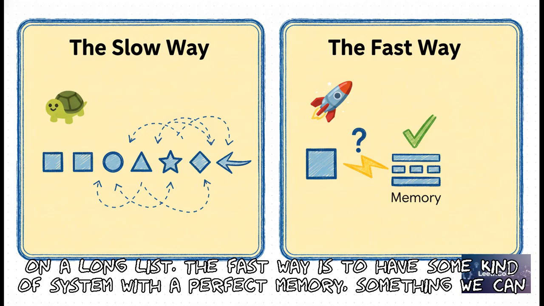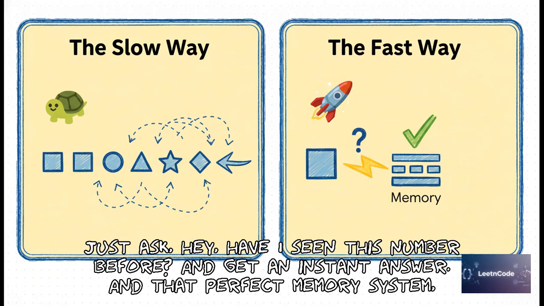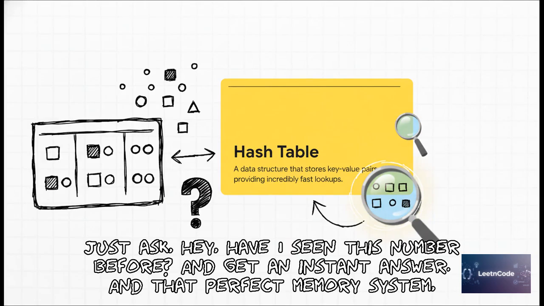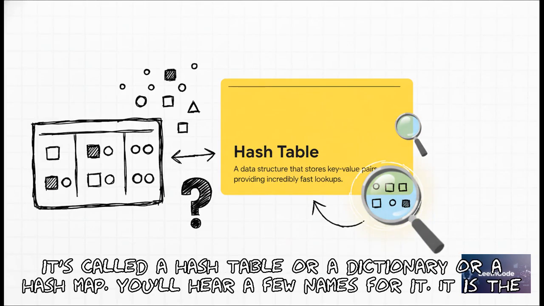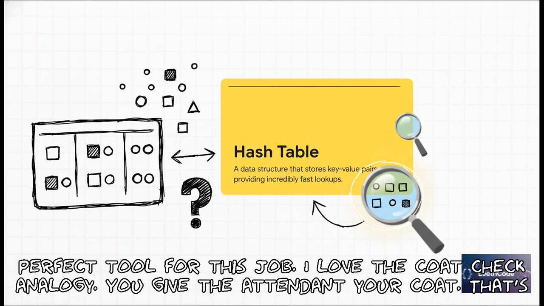The fast way is to have some kind of system with a perfect memory, something we can just ask, hey, have I seen this number before? And get an instant answer. And that perfect memory system, it's called a hash table, or a dictionary, or a hash map. You'll hear a few names for it. It is the perfect tool for this job.